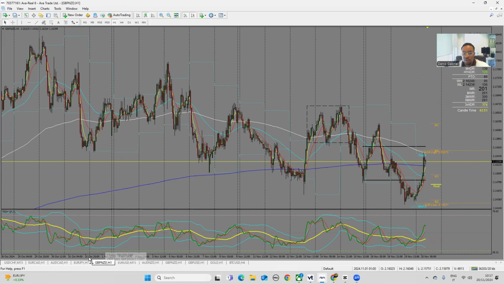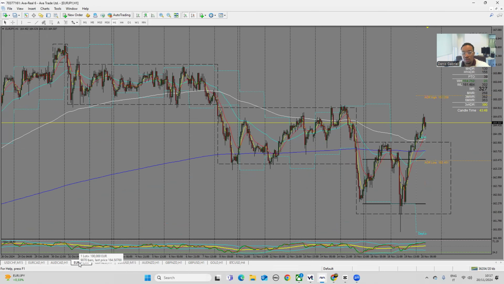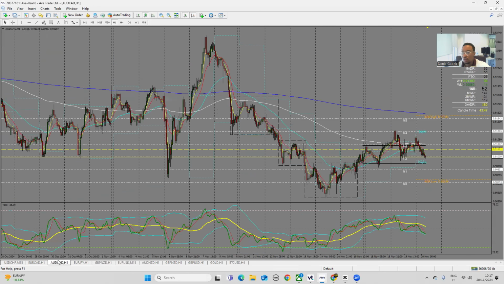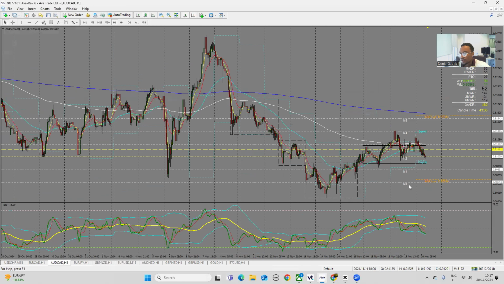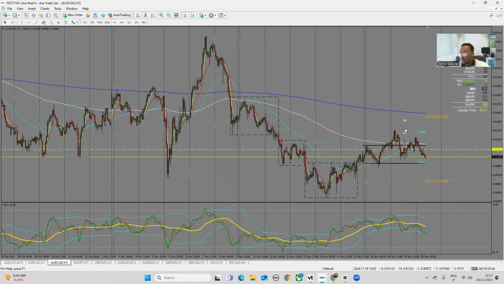Let's go to GBP and ZD, USD, Euro JPY, nothing as well. Euro CAD. So we gotta be very picky. Okay, on Euro CAD, I'd like to remove this because it might confuse you guys. Too many lines might be a bit confusing. All right, just a second.